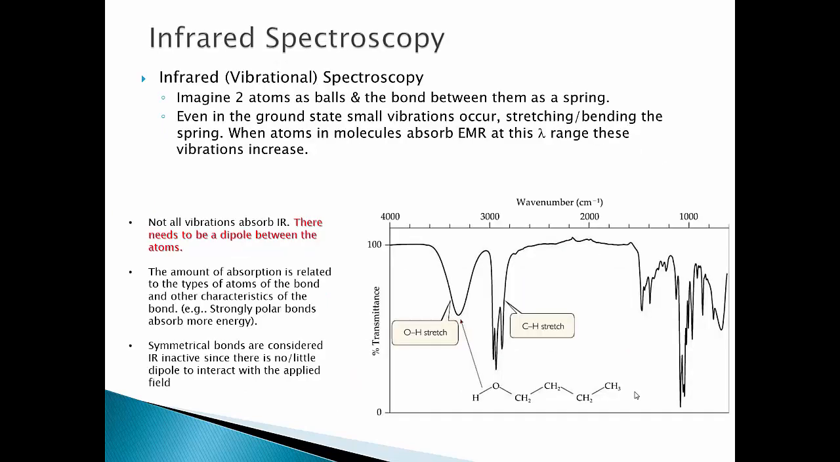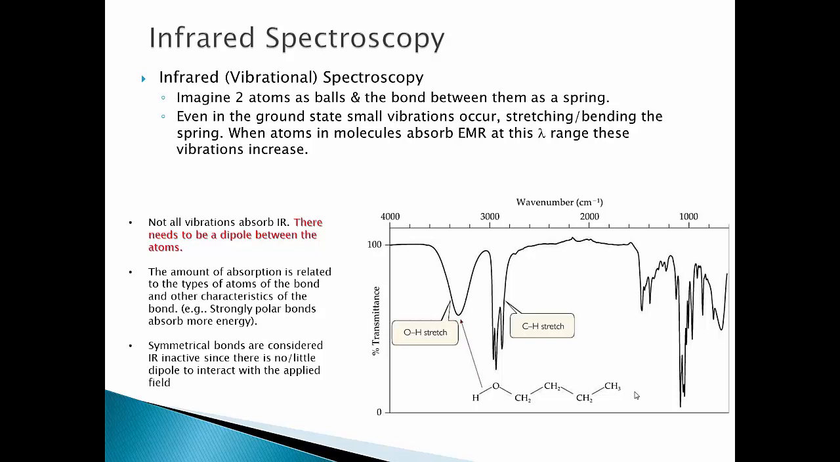Okay, so let's look at infrared spectroscopy. So like I said, this is our vibrational spectroscopy. So one way of visualizing it is that you have your 2 atoms and they're balls, and they're connected by a spring between them. So the movement of those 2 balls on the spring can show you the different types of vibrations that you will get.